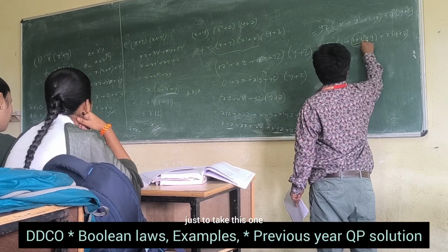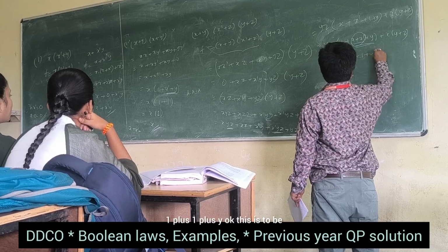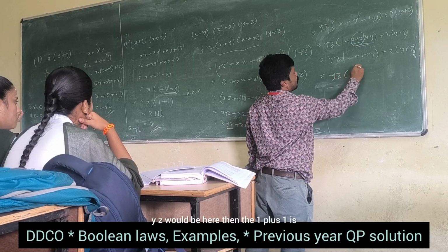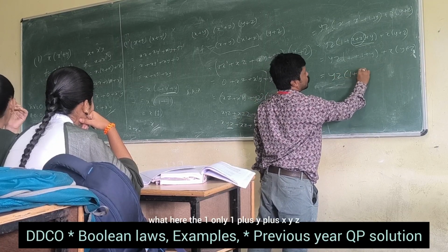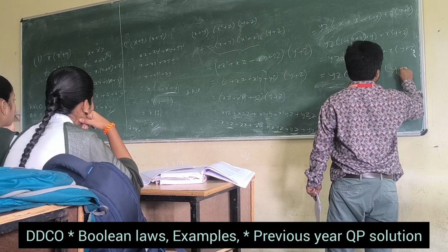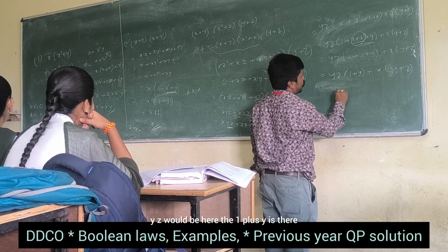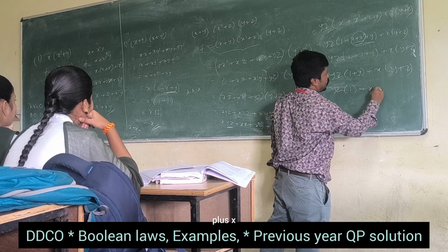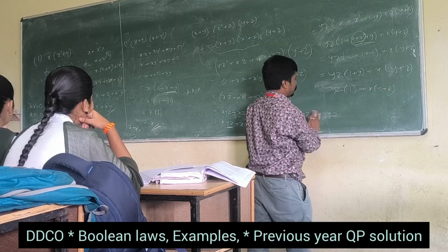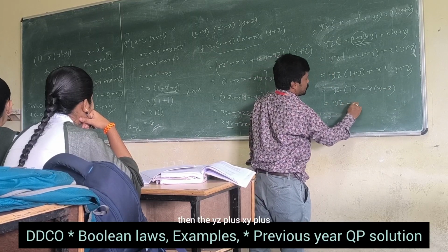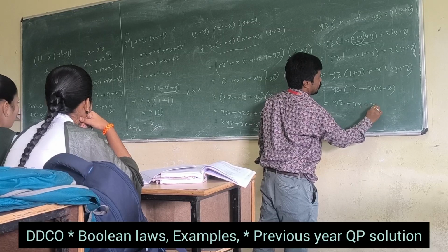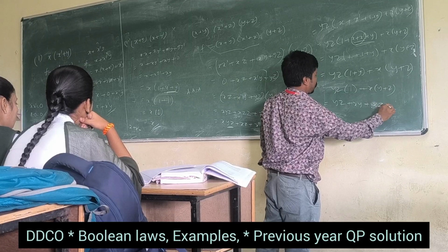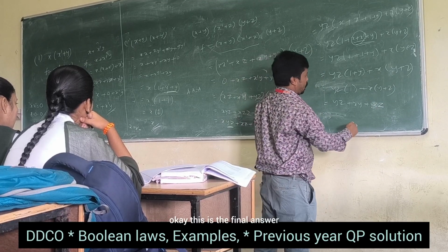Okay, just to take this one, 1 plus 1 plus y. This is the y plus z, yz would be here. Then the 1 plus 1 is what here, the 1 only. 1 plus y plus x yz. Yz would be here, the 1 plus y is there. What is the answer? 1 only, plus xy plus z. Then the yz plus xy plus xz. Okay, this is the final answer.